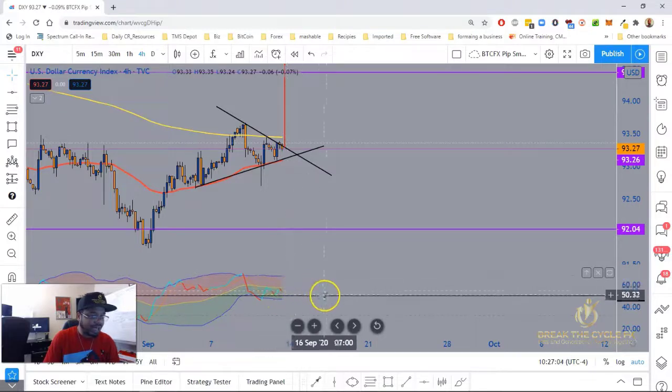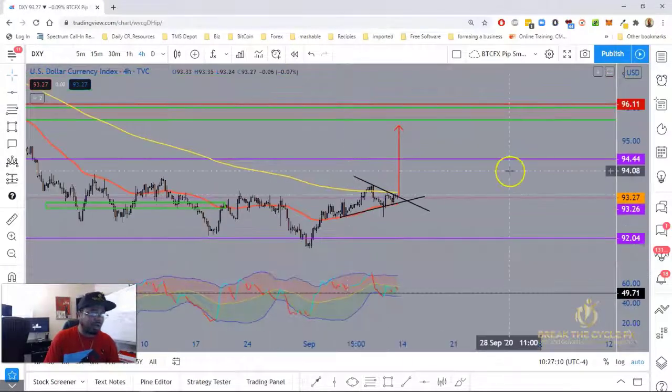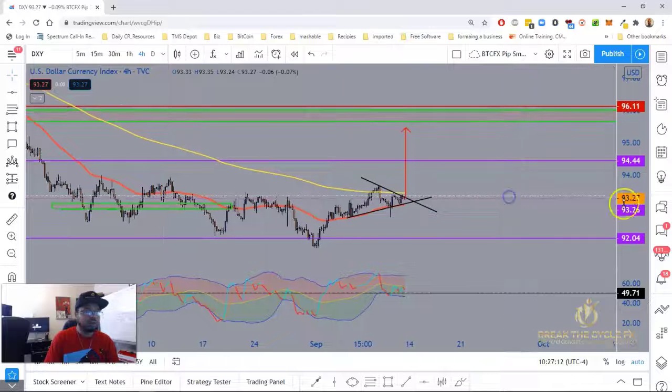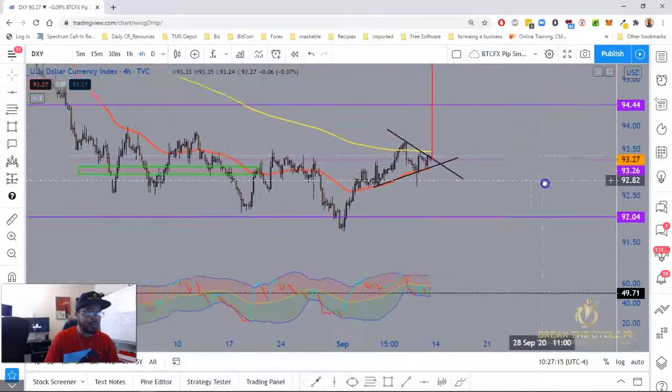We could get a range here. We could get a breakout to the bottom. I want to see a breakout to the top. Okay. So overall, this is what I'm seeing on the 4 hour.